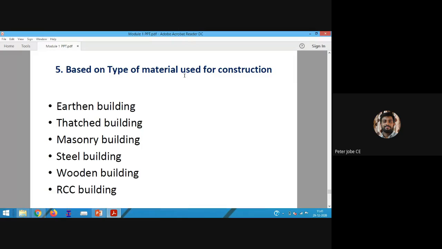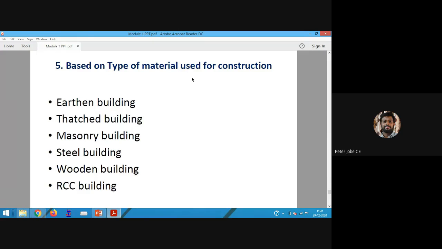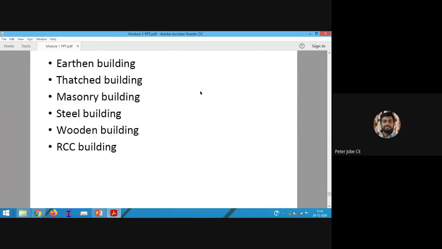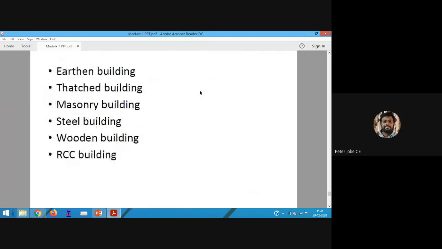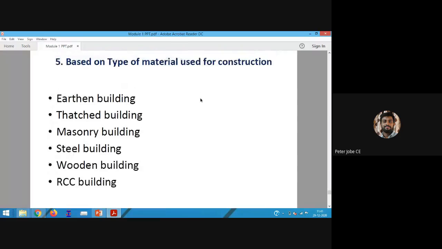So this is the classification based on the materials for construction. So these are the things which I want to tell you today.